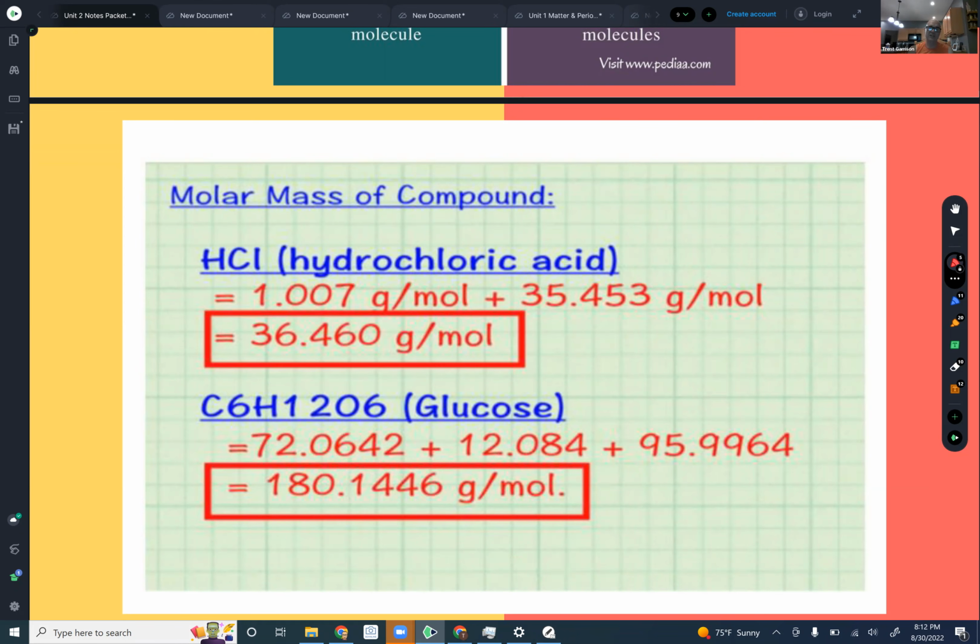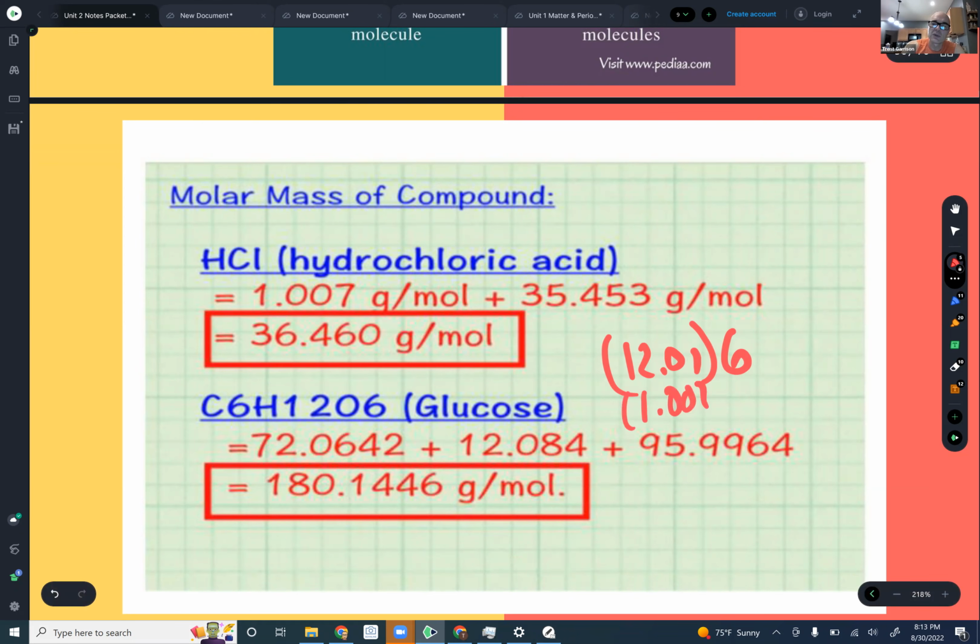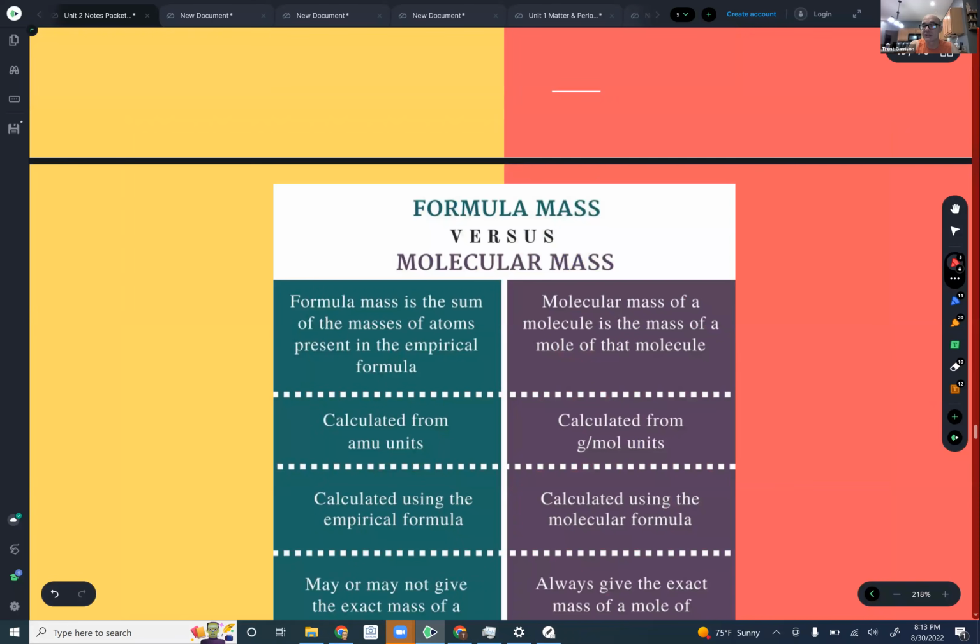C6H12O6. So there are 6 carbons. So it'd be the weight of carbon. Carbon weighs 12.01, we would multiply it by 6. There are 12 hydrogens, so it'd be 12 times 1.007, and the oxygens are 15.999, and there are 6 of those. So we would multiply all of those, add them together, and that's where we come up with our mass of 180. It is just that simple.